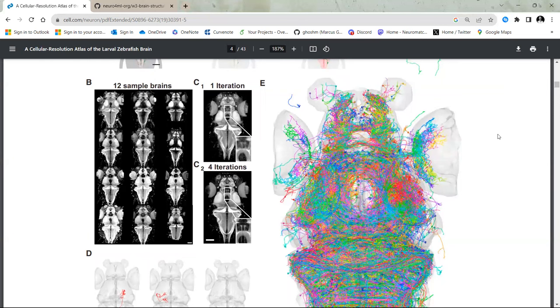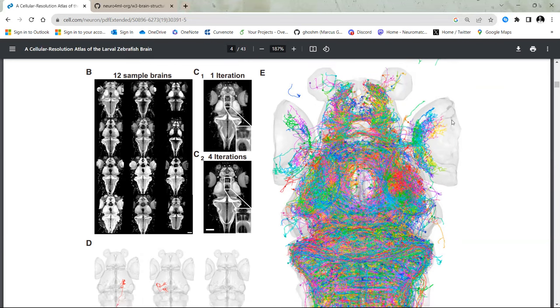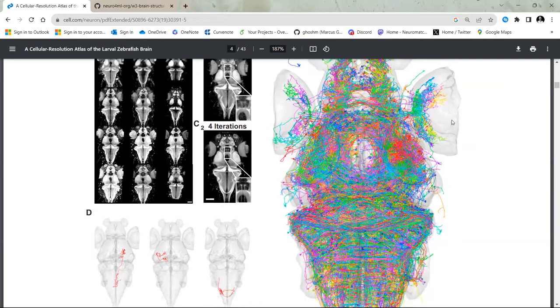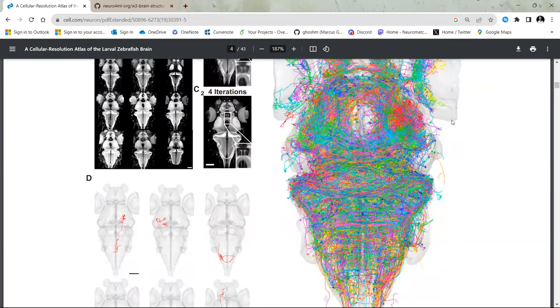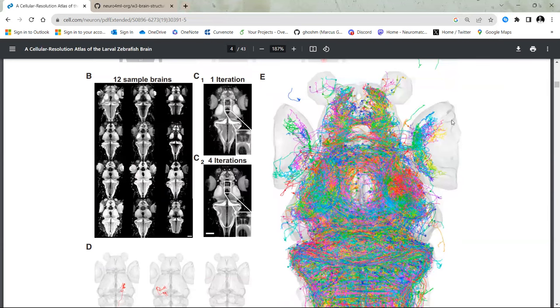So again, we're looking at the fish from a top-down view. The eyes are these hemispheres here. And the brain structure is shown in gray. And then all of these different lines show the 3D morphologies of different neurons. And there's thousands of neurons in this database. So what are we going to do with this data?